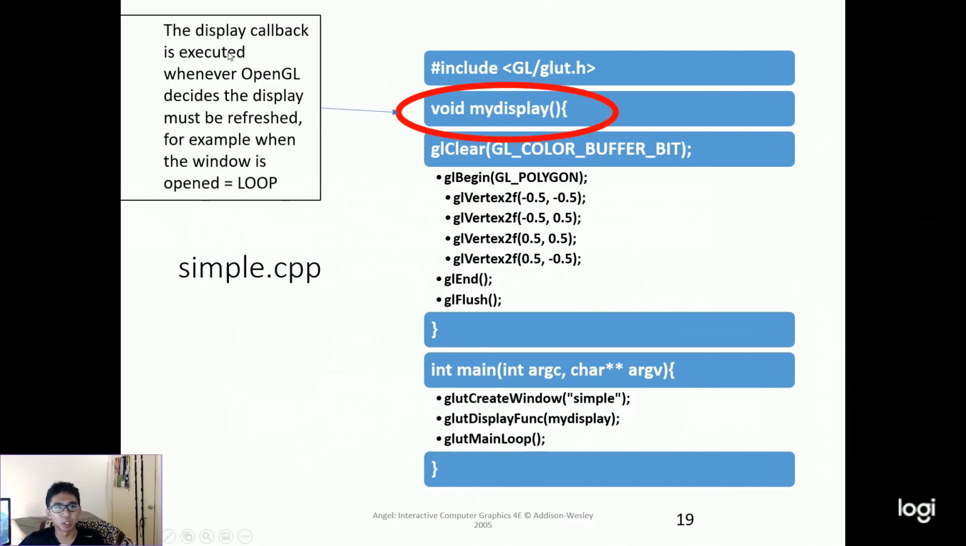This display callback is executed whenever OpenGL decides the display must be refreshed, for example, when the window is opened.